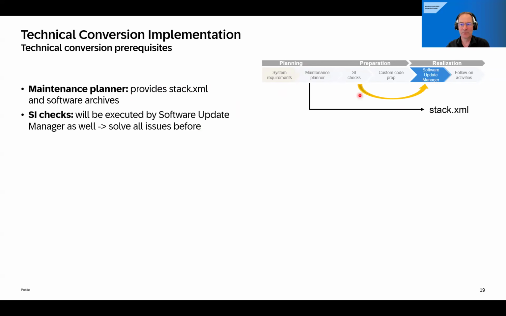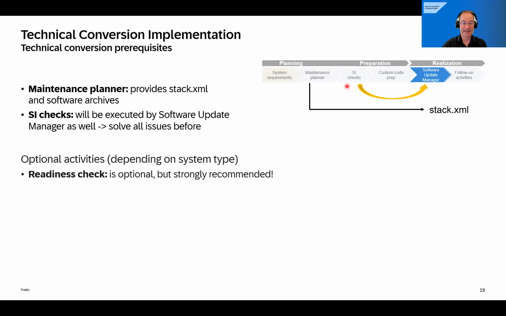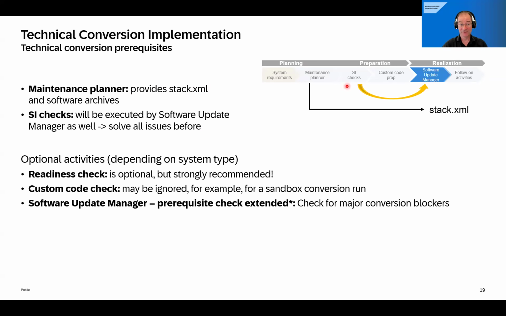The simplification items that you should run manually will be executed by the Software Update Manager, but of course you should have solved all issues before. Otherwise you will run into trouble and may delay your project. Optional activities, I already mentioned. Readiness check is technically not required, but strongly recommended. Custom code check is of course relevant for your productive system, but for the first sandbox run, you can ignore it, especially since you adapt the custom code only after the conversion. So you do it really after the conversion of your development system.